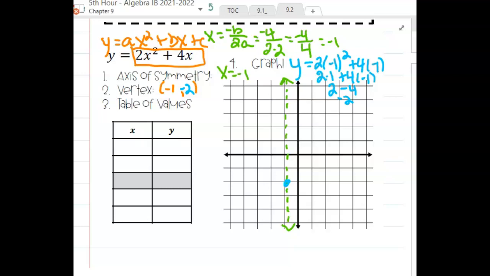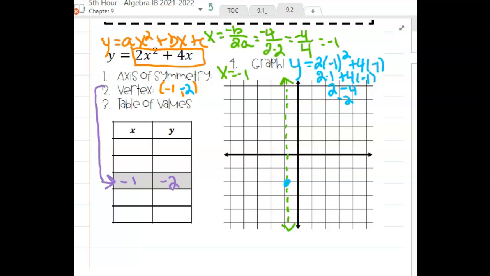Now, here's another super important thing that we're going to talk about. That vertex is the center of my parabola. So hopefully it should make sense that you're going to take that vertex and you're going to plug it into the center of your table. So I'm going to take that -1, -2. That's a solution of my function, but I want to make sure I plug it into the center of my table. That is going to be very, very helpful, I promise you.